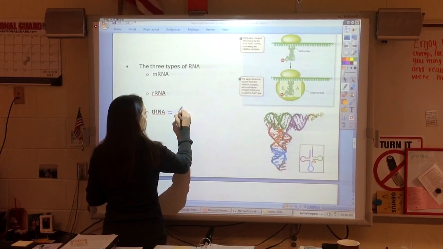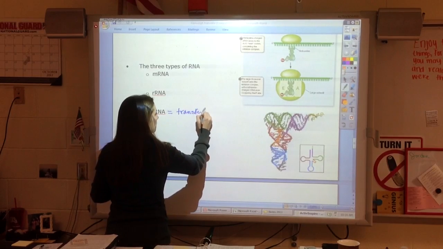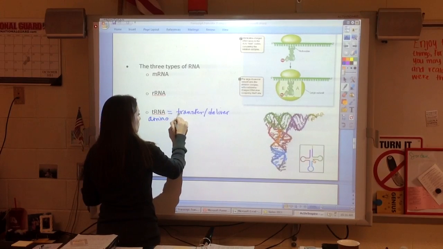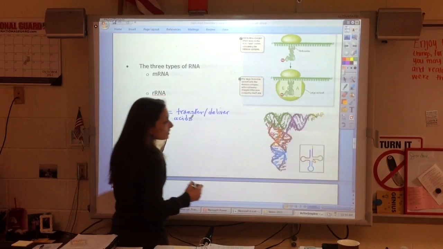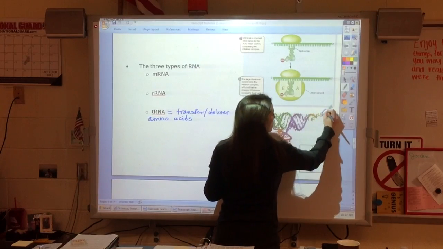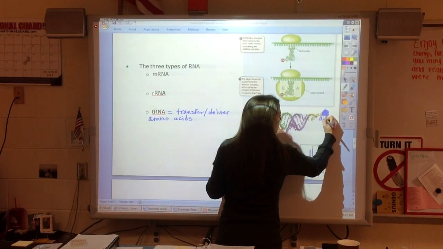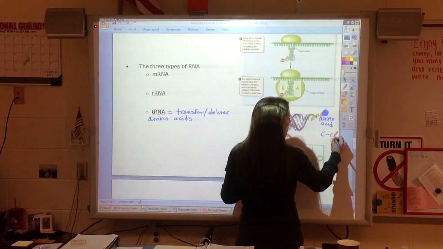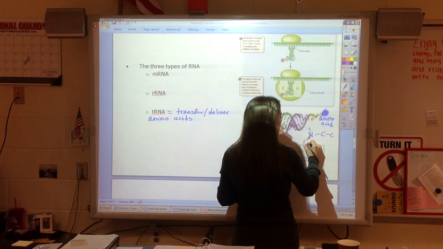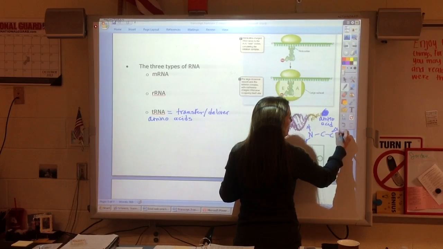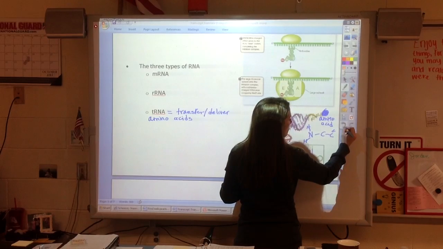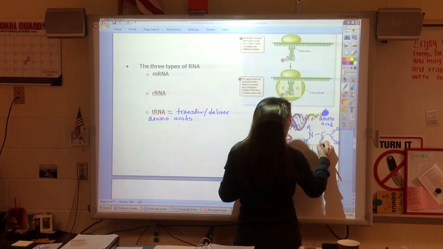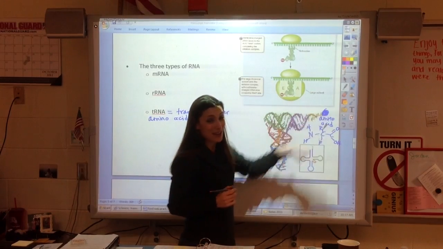The job of tRNA is to transfer or deliver amino acids. So the amino acids are going to be connected up here. Of course, we know what an amino acid looks like. It has that central carbon, another carbon over here, a nitrogen. Here we have an O double bonded, bonded to an OH, an H, and an R group. So an amino acid will be hanging out up there.